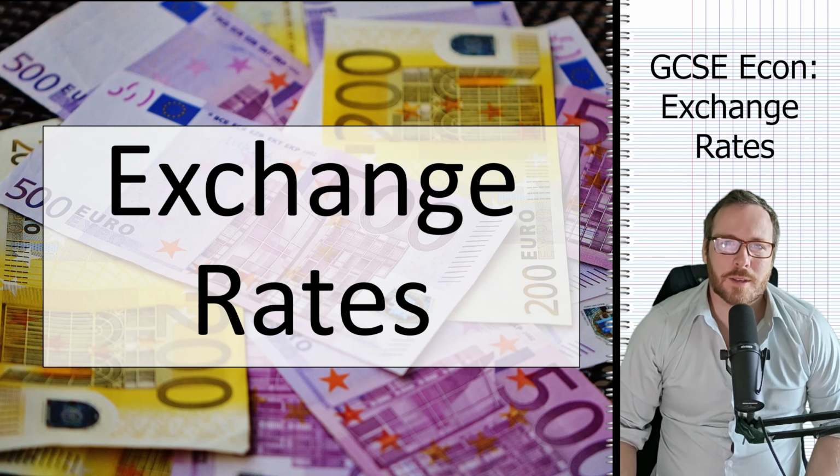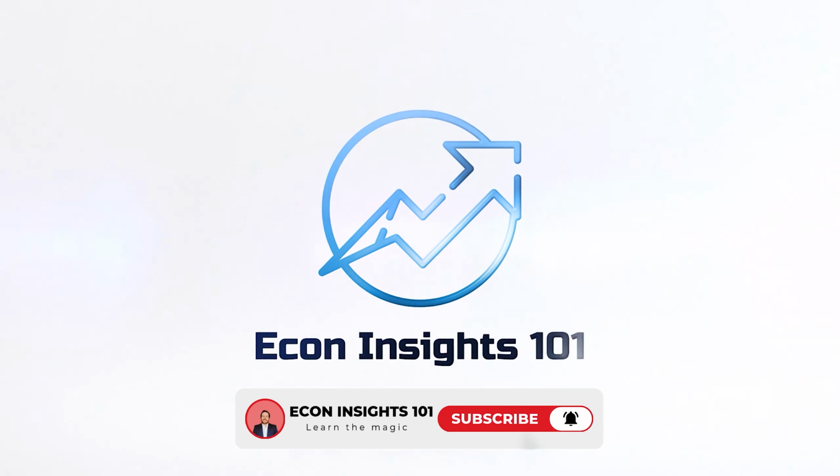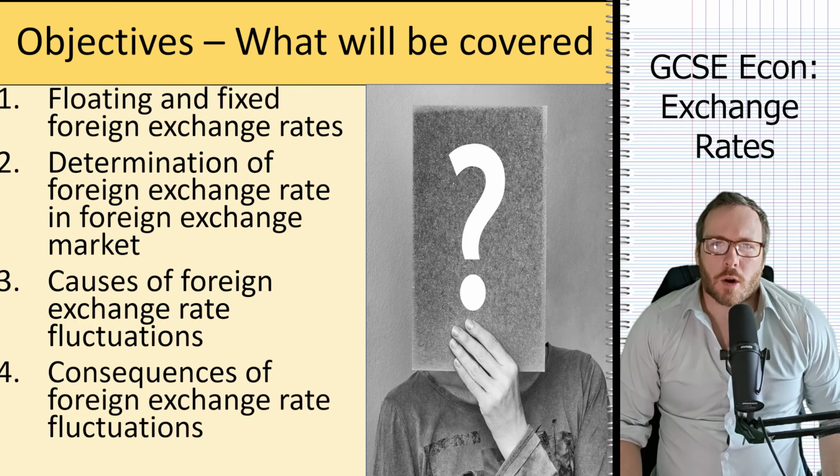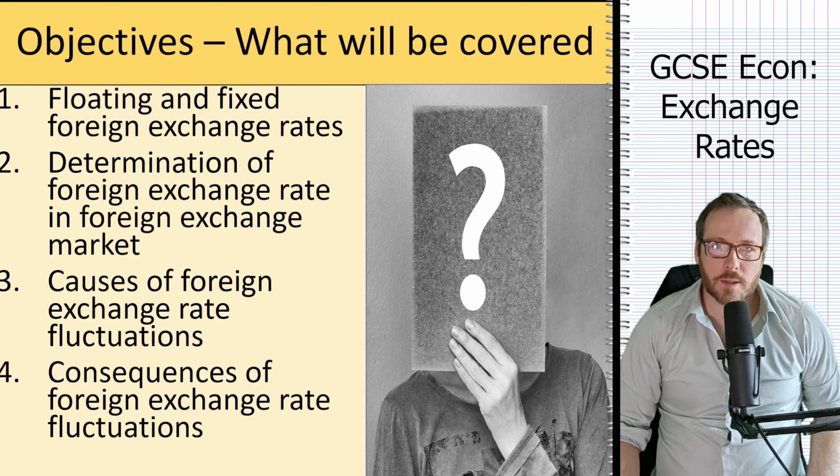Hello, hello, hello. Let's get into one of the hardest parts of GCSE Economics, exchange rates. Let's go. So we've got to cover a lot of things today. The difference between floating and fixed, how exchange rates are determined in the market, the causes of fluctuations, and we've got a few graphs to look at with that as well.